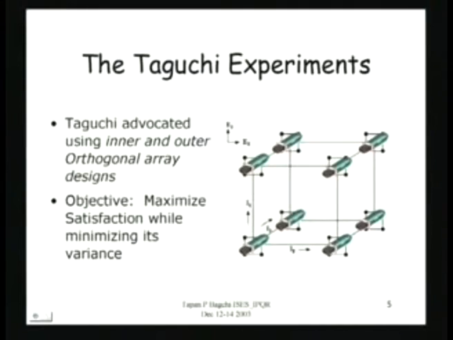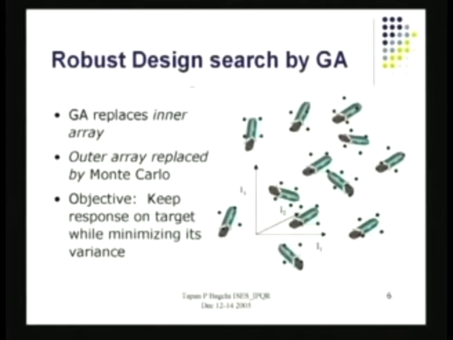Well, Taguchi's approach would have been this: conduct the inner array experiment, bring in the outer array, shake each of these chocolates, and then work out the robust design. That would be one way. The alternate approach is this. What are we trying to do?